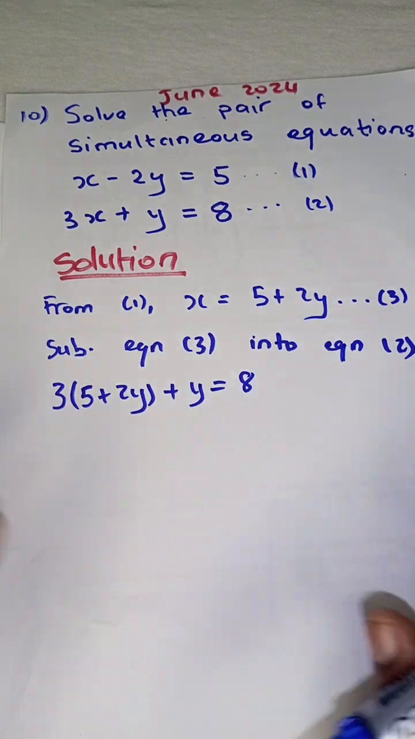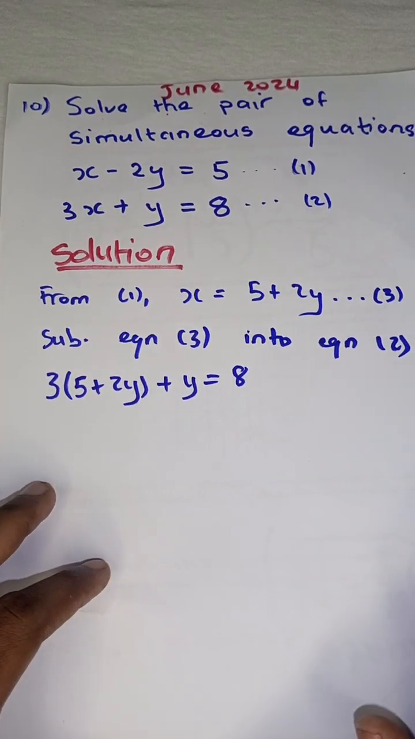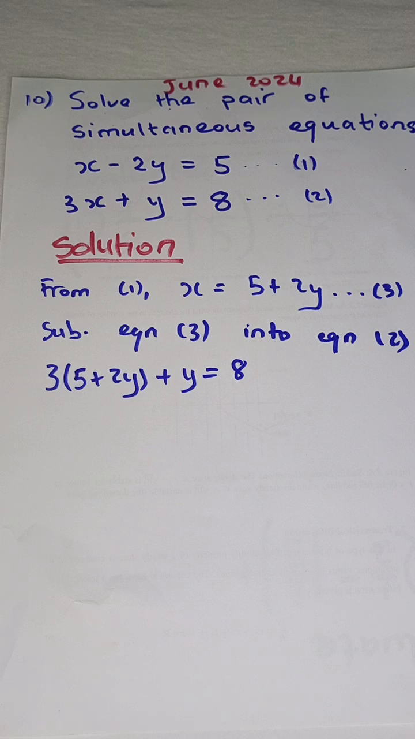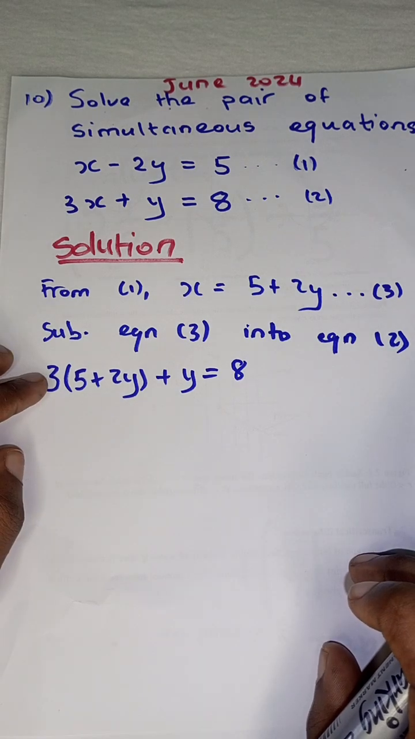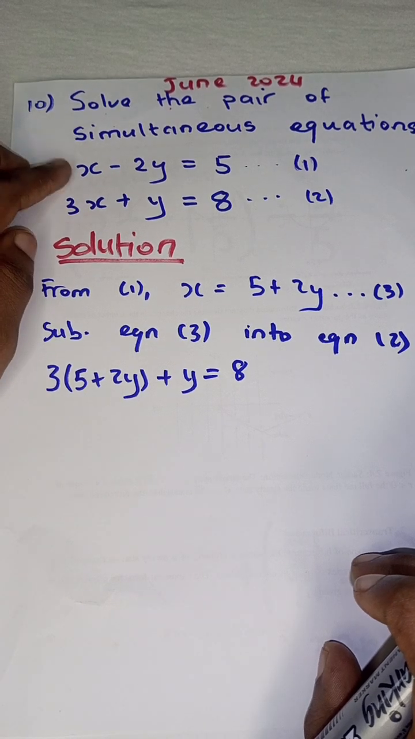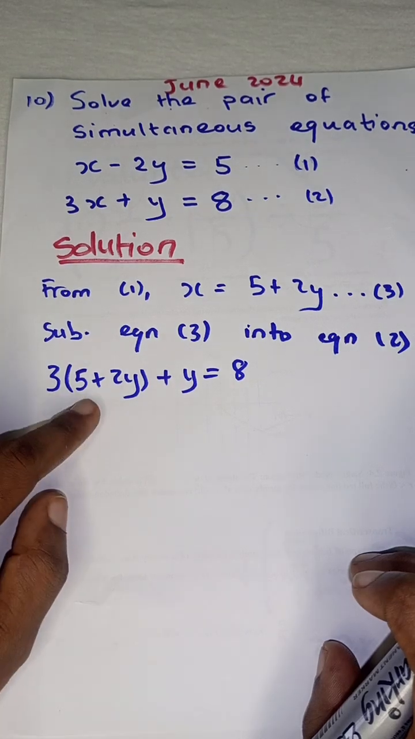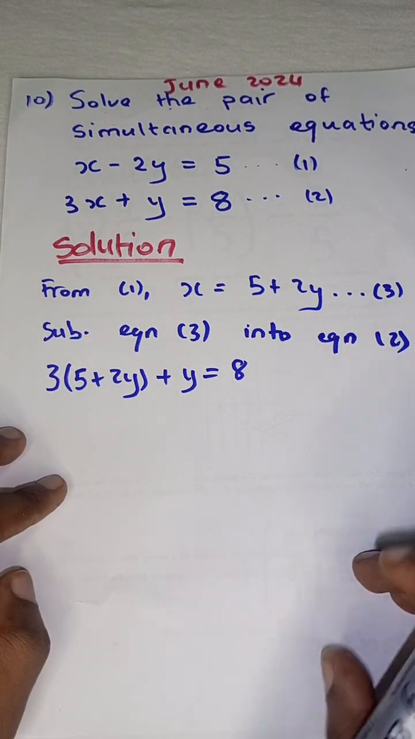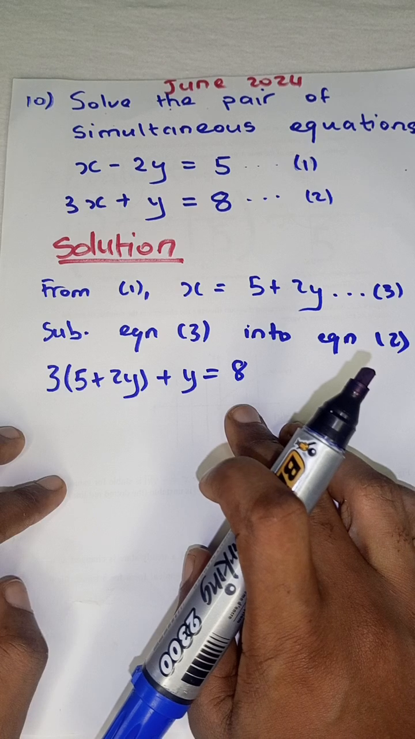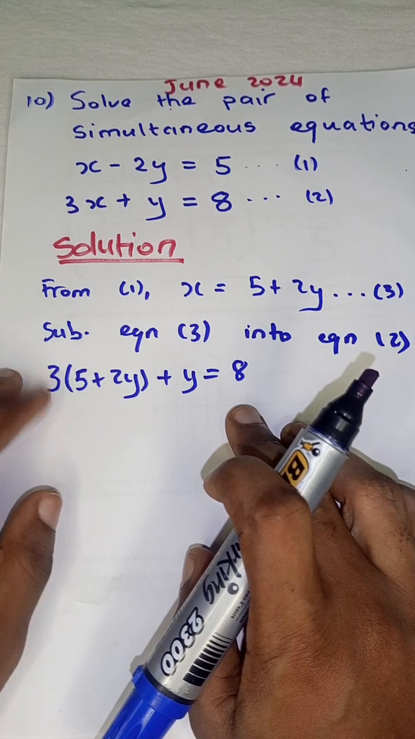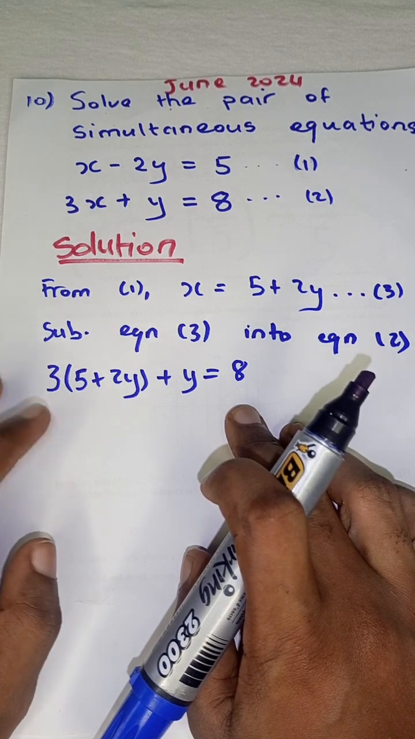That is, you express one of the variables in terms of the other from one equation, and then you take that expression and you substitute into the other equation. That's exactly what we've done here. We've made x the subject from equation 1 and we've substituted that expression for x into equation 2. That's the other equation. Now from here we have a linear equation in terms of y only. All we need to do is to simplify and then we get the value of y.